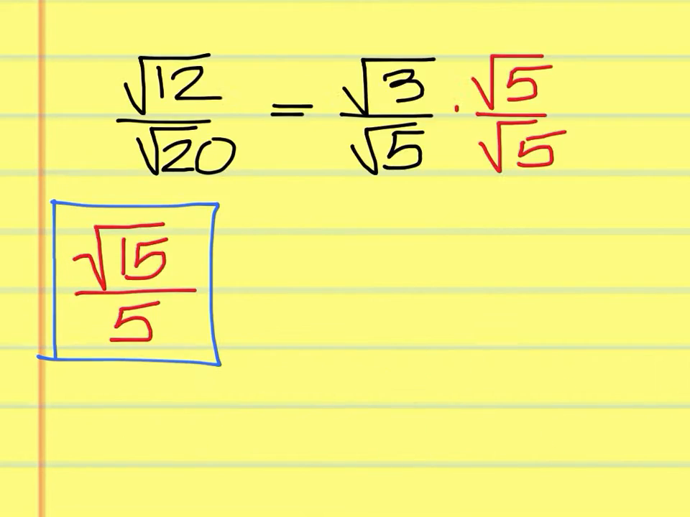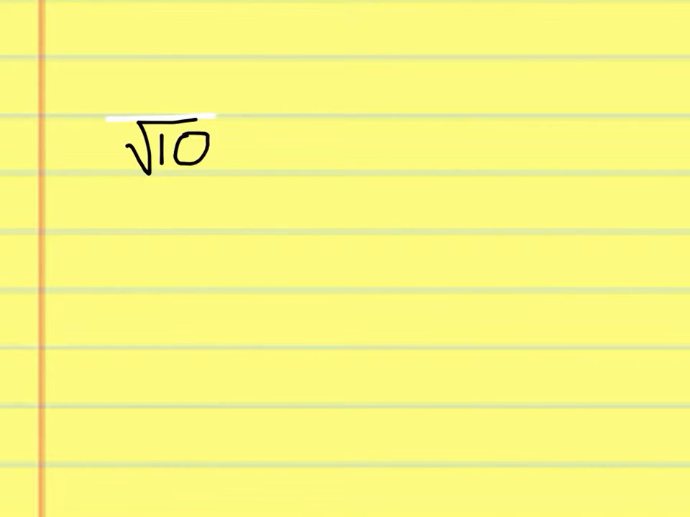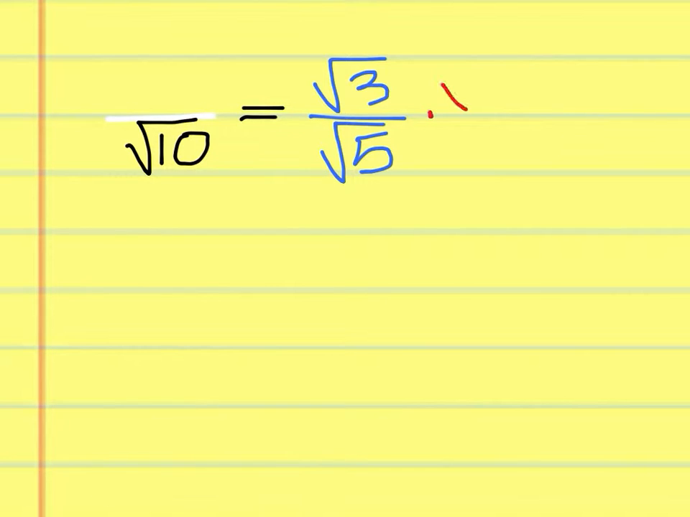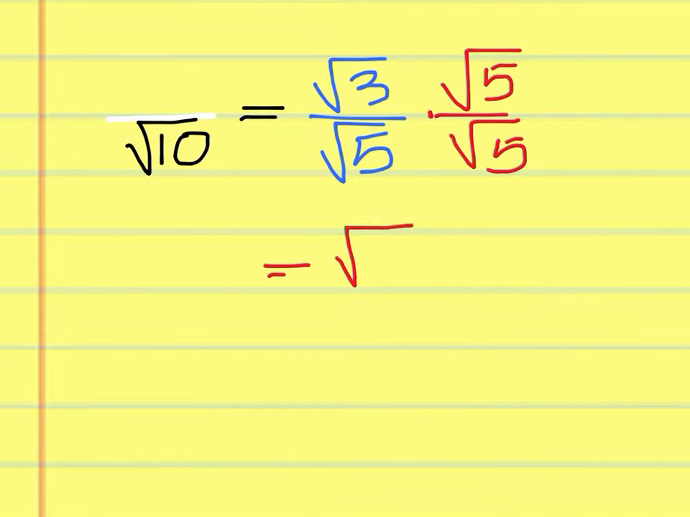Square root of 6 over square root of 10. Is there something that goes into both 6 and 10? 2. So if we chop these down by 2, we get square root of 3 over square root of 5. So now in this case, we have nothing that we can do except to multiply the top and the bottom by the square root of 5 and be left with square root of 15 over 5.